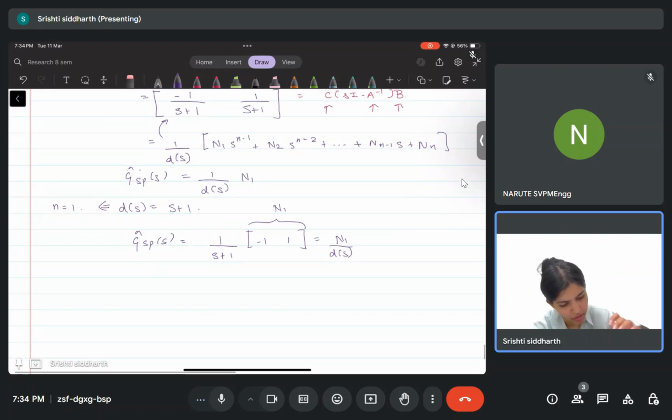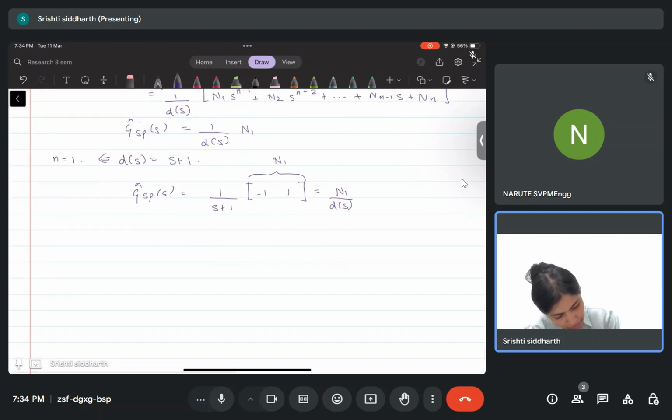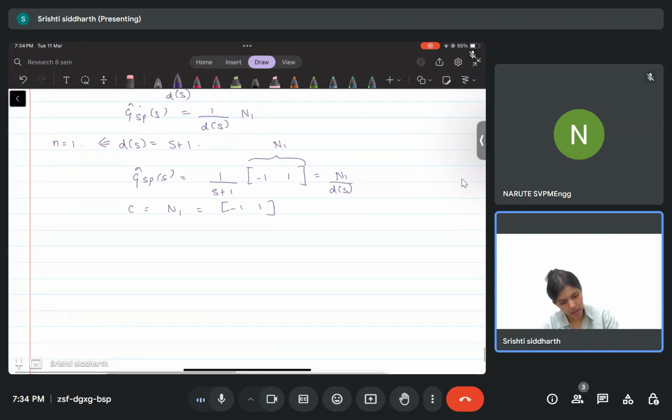So this N1 implies that we can choose C, which is simply N1, which is minus 1, 1. Now we have to find out what the matrices A and B are. Let's write A down in a standard form first.